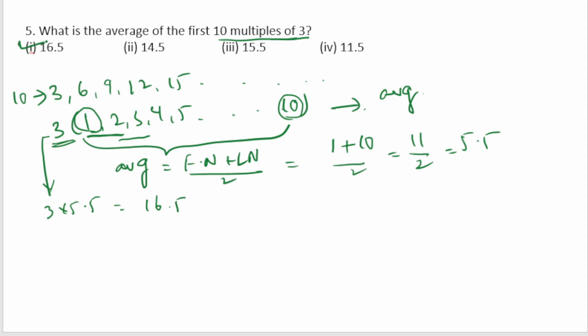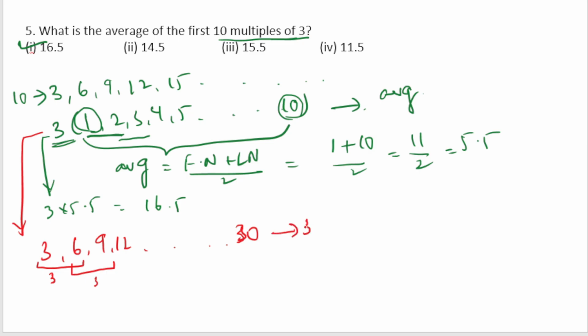The answer is 16.5. Or we can directly find the average like this. The numbers are 3, 6, 9, 12 and the last number is 30. Here the difference between the first and second number is the same as the difference between the second and third number. It is 3, because these are multiples of 3.